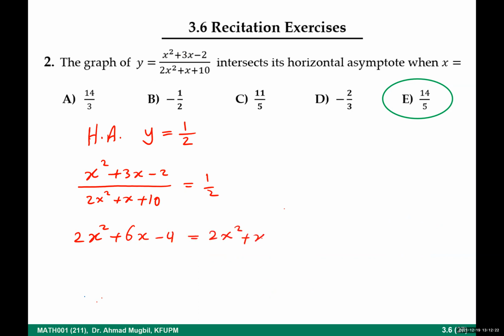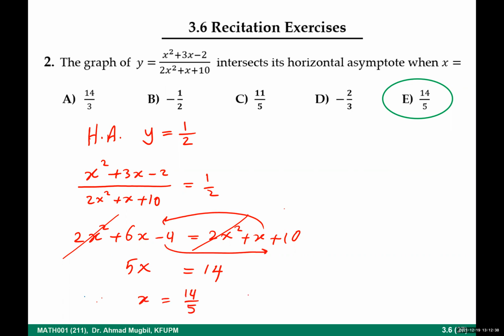2x squared plus x plus 10. Now cancel. You will have 6x plus... equals to x, so it will be 5x equals to 14. Just bring this here and bring that one there. x equals 14 over 5. Now, what is the intersection point? The intersection point is 14 over 5 and what? And a half. He just asked here what x equals.